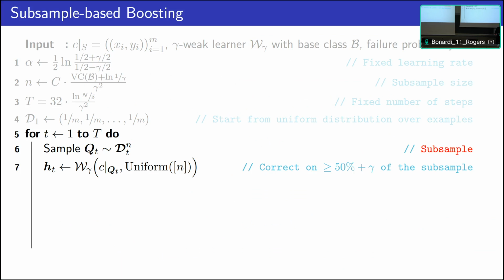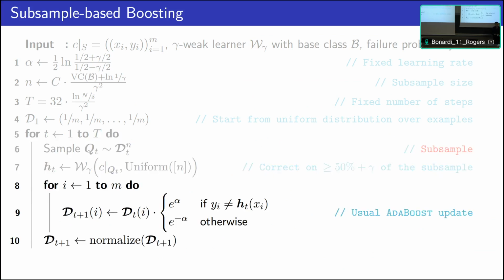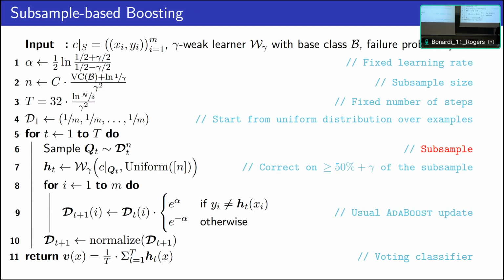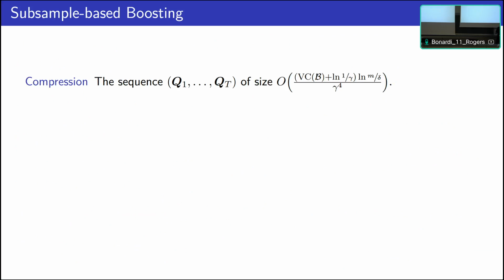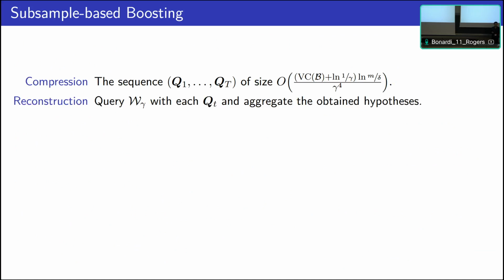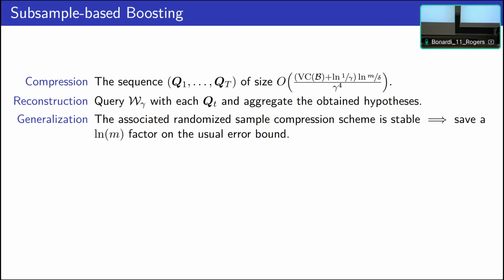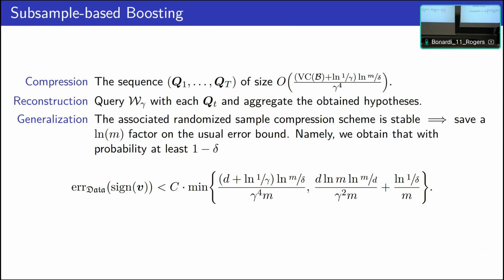We do the sampling and obtain the hypothesis by calling the weak learner on the subsample. Then we do a normal AdaBoost update. The natural random compression that we're obtaining here is just the sequence of those subsamples. And to reconstruct it, we just call the weak learner on each subsample. And since the associated randomized compression scheme is stable, we can show that, and then using the theorem that we just saw, we can remove a log factor from the previous bound.